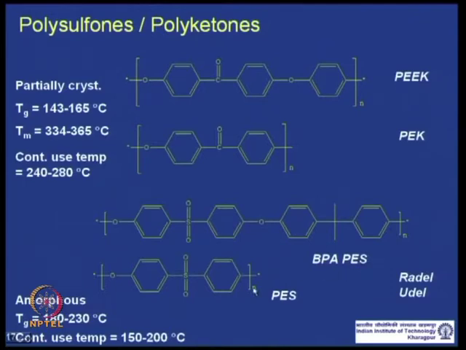The polysulfones or polyether sulfones are amorphous in nature. They also have a very high Tg, 180 to 230, and their continuous use temperature is between 150 to 200. So, they are also used in applications where there is a stringent requirement for high temperature.